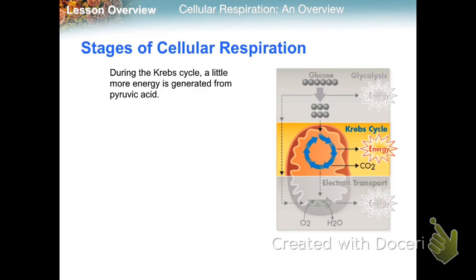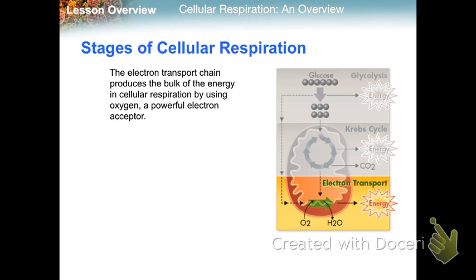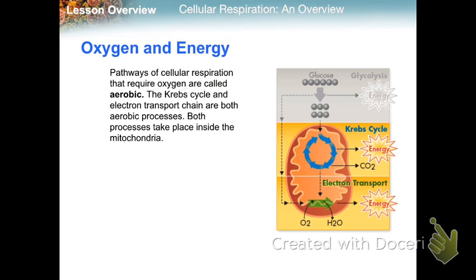Now if we move on to the Krebs cycle, a little more energy is generated from pyruvic acid. The electron transport chain produces the bulk of the energy by using oxygen. Oxygen is a powerful electron acceptor, so that's why we need oxygen in order to breathe.